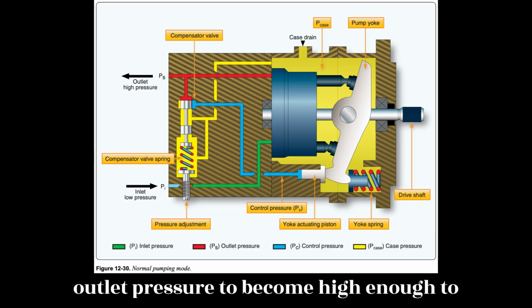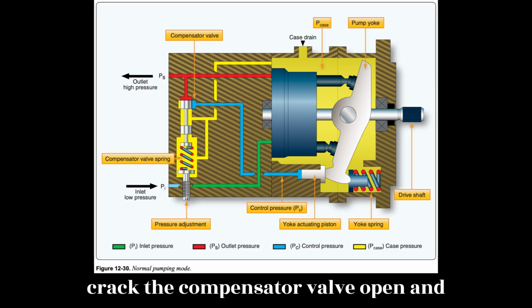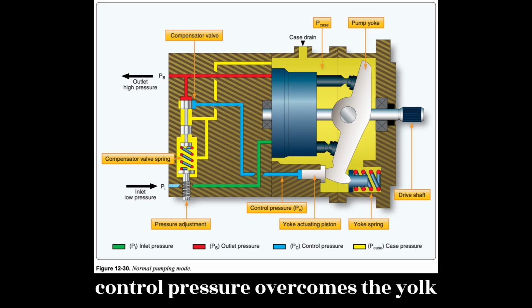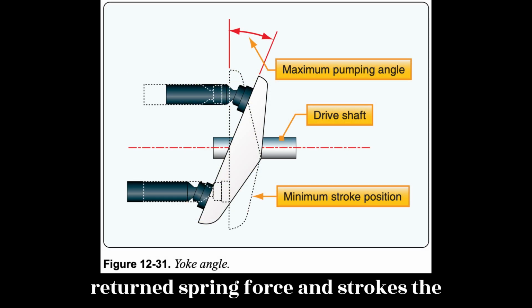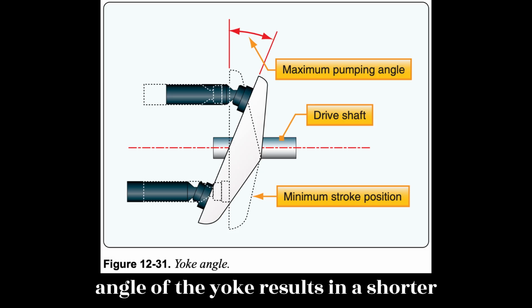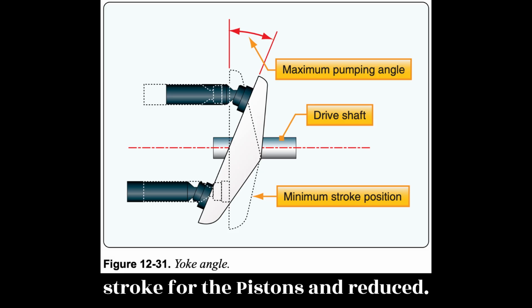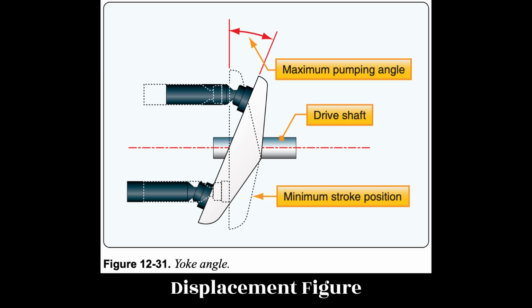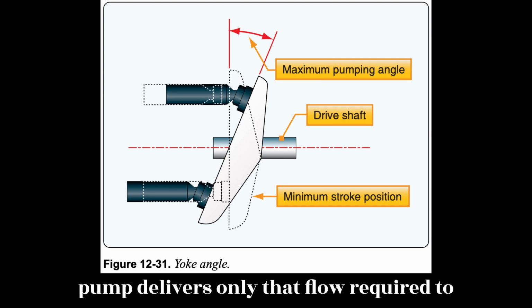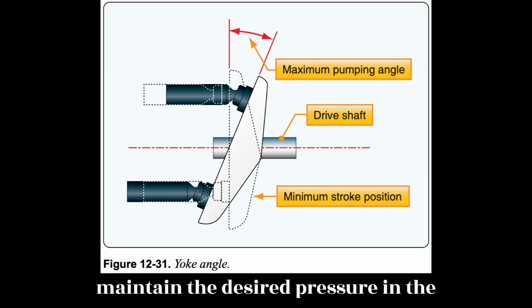Decreasing system flow demand causes outlet pressure to become high enough to crack the compensator valve open and admit fluid to the actuator piston. This control pressure overcomes the yoke return spring force and strokes the pump yoke to a reduced angle. The reduced angle of the yoke results in a shorter stroke for the pistons and reduced displacement. Figure 12.31. The lower displacement results in a corresponding reduction in pump flow. The pump delivers only that flow required to maintain the desired pressure in the system.